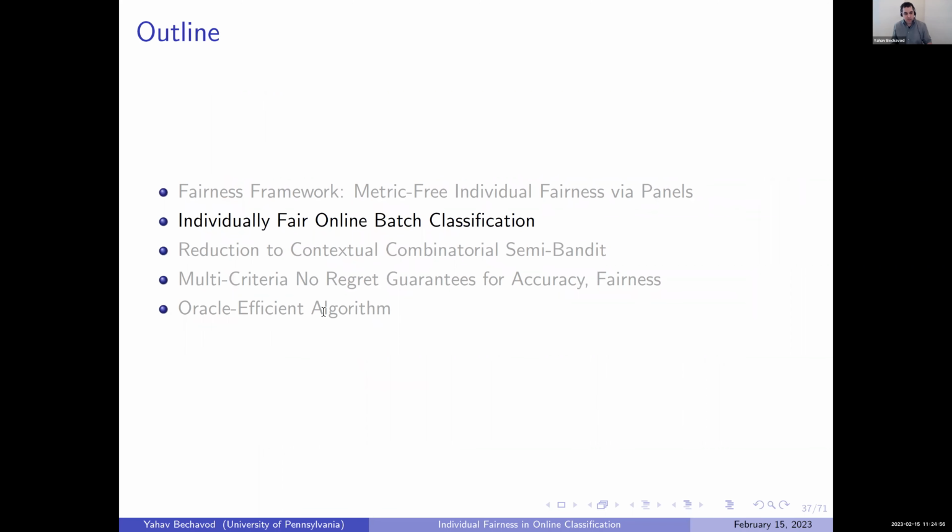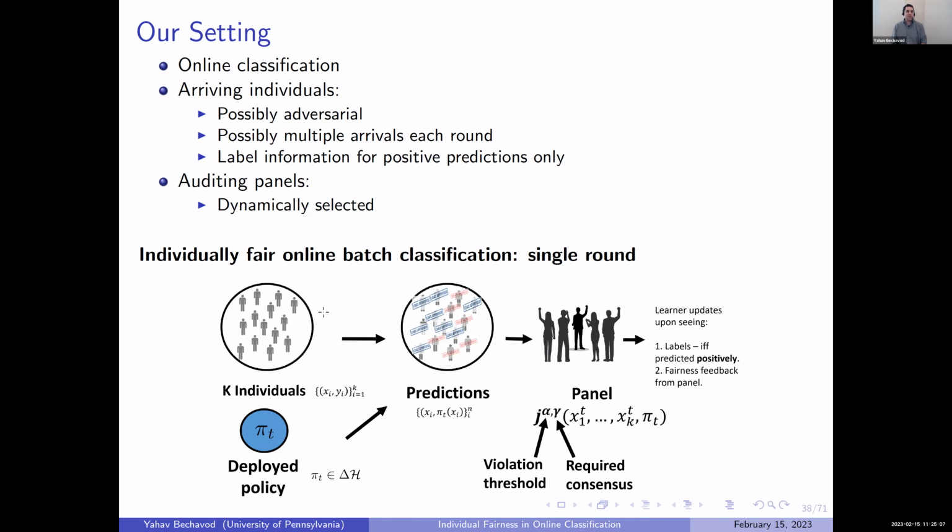All right, so now that we're equipped with the fairness framework, I'm going to talk about the setting that we're going to explore. The setting is an online classification setting. It runs in days or rounds. On each day, the learner deploys a policy, here in blue. Then we assume that K individuals arrive. These are like the loan applicants, and they receive predictions according to the policy. And then the panel reviews the predictions and the individuals and reports if there is a violation.